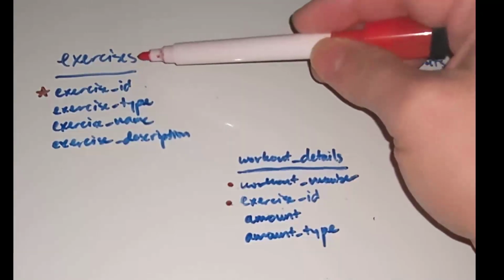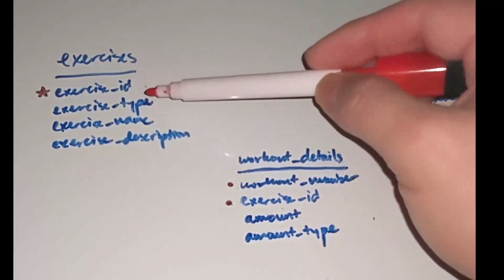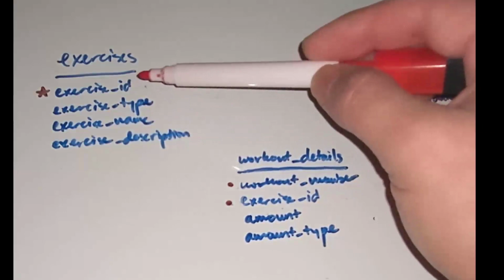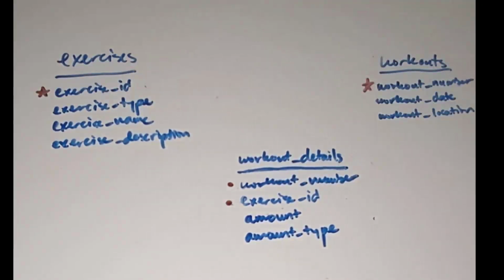So you can have a table of exercises. Each of these is a unique specific exercise. So you have the exercise type, exercise name, the description, and you give each of those an ID, which is the primary key. Then you have specific workouts.